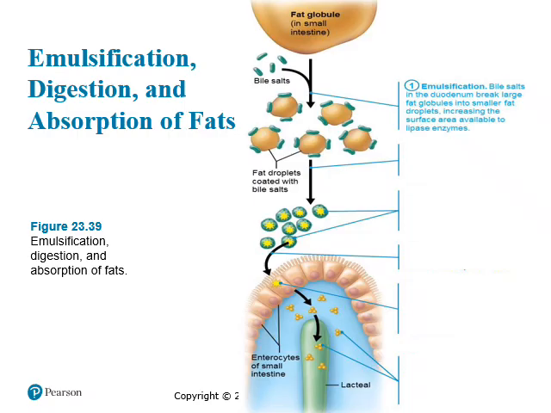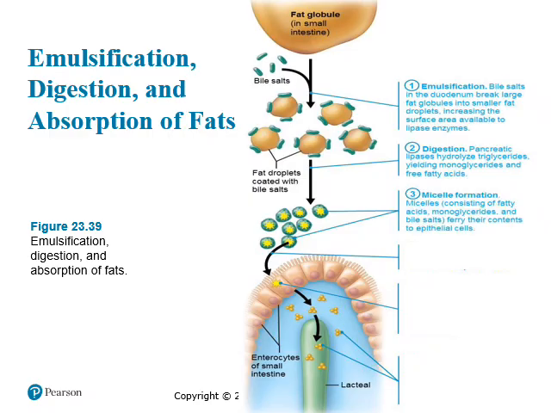And the digestion process starts when the pancreatic lipases break down fat into monoglycerides. And these are your monoglycerides. So here, digestion happens. The pancreatic lipases hydrolyze the triglyceride, yielding monoglycerides and 3 fatty acids. Then you have the formation of micelles. Micelles are structures made up of fatty acids, monoglycerides, and bile salts altogether.